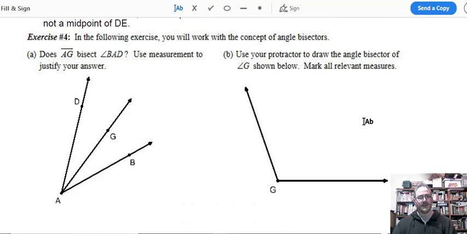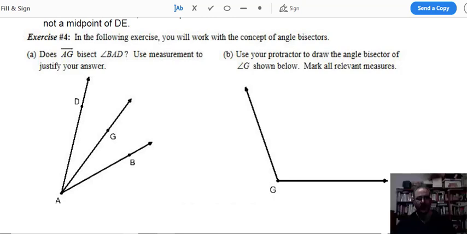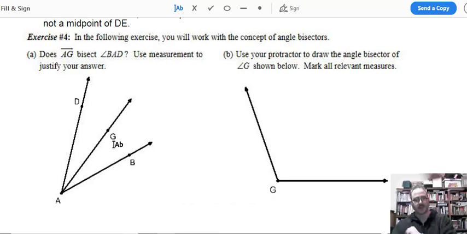Exercise 4. In the following exercise, we're going to work with the concept of angle bisectors. All right, so we have a question before us. Does AG, this line segment here, bisect angle BAD? Use measurement to justify your answer. Okay, measurement to justify our answer. Well, to measure, we're going to use a protractor.